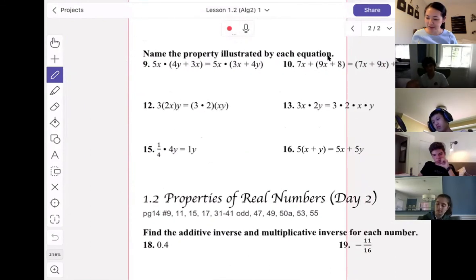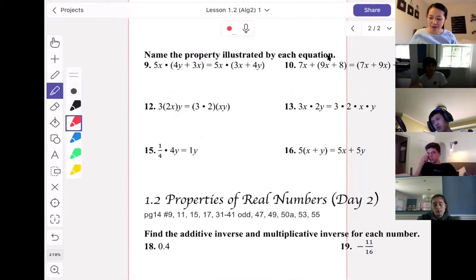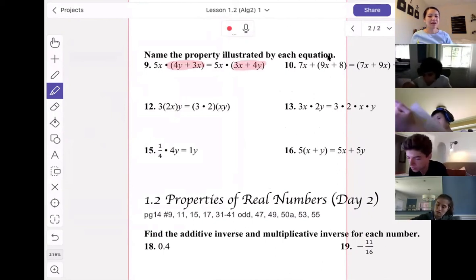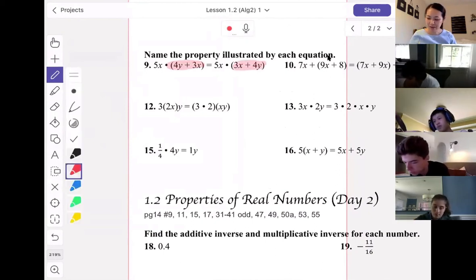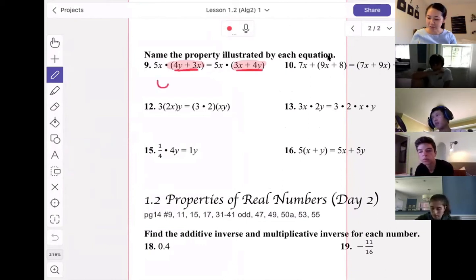Number 9, name the property illustrated by each equation. Focus on and highlight what looks different. Going from the left-hand side to the right-hand side, I notice this is now this. They switched the order from 4y plus 3x to 3x plus 4y. Because that order switched, this is commutative.